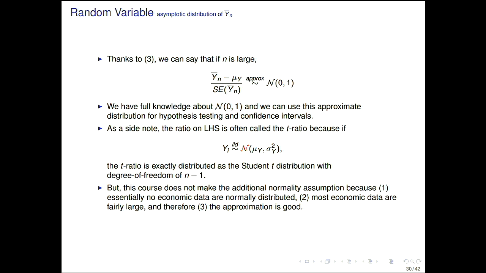And for most economic data, especially these days, the sample size is pretty large. So this approximation is very good. That's why we are going to use this approximation for statistical inference. Instead of starting from the normality assumption, we are not going to assume normality. But later, when it is necessary, we're going to introduce the normality assumption just for certain topics, and then we're going to throw it away again.